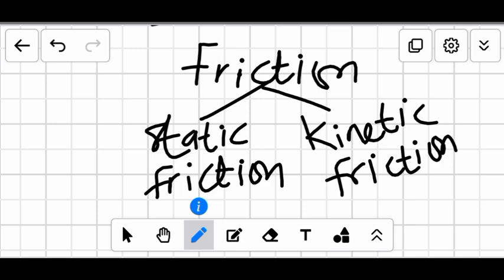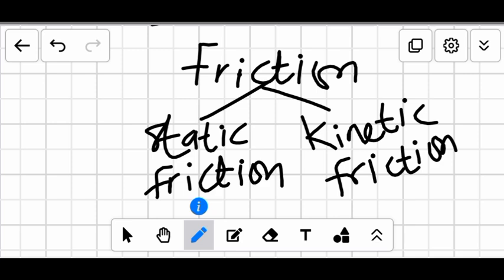Now, kinetic friction is the frictional force that exists between two surfaces when they are already in relative motion. For instance, when you are already sliding a wooden block on the table, the limiting friction has been converted to kinetic friction, and the function of this kinetic friction is now to stop the body that is already moving.